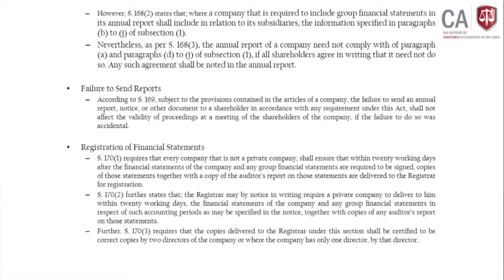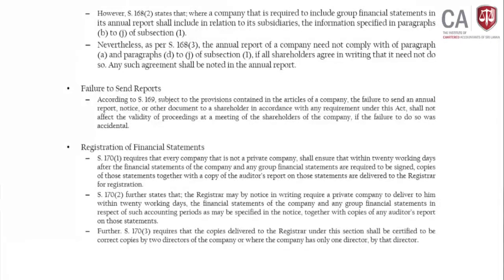The annual report of a company need not comply with the paragraphs that we discussed above if all shareholders agree in writing that it does not need to do so. If the shareholders have dispensed with this requirement of providing all the necessary information, then the annual report can omit those inclusions. Any such agreement shall be noted in the annual report also. The annual report must say that the shareholders have so agreed unanimously, all the shareholders.